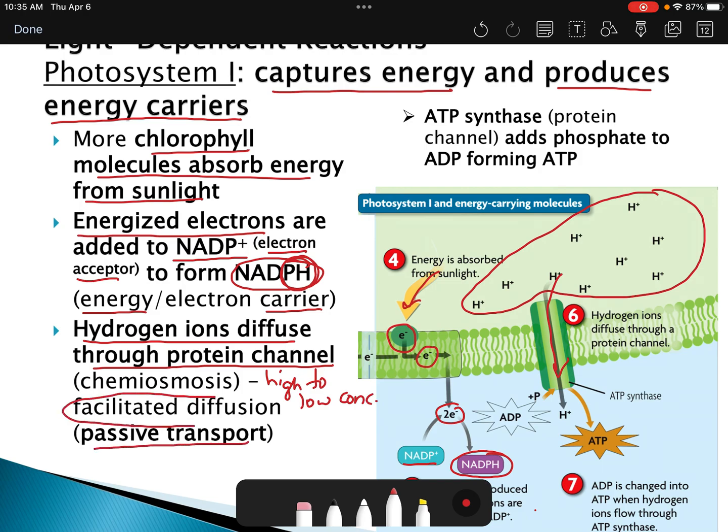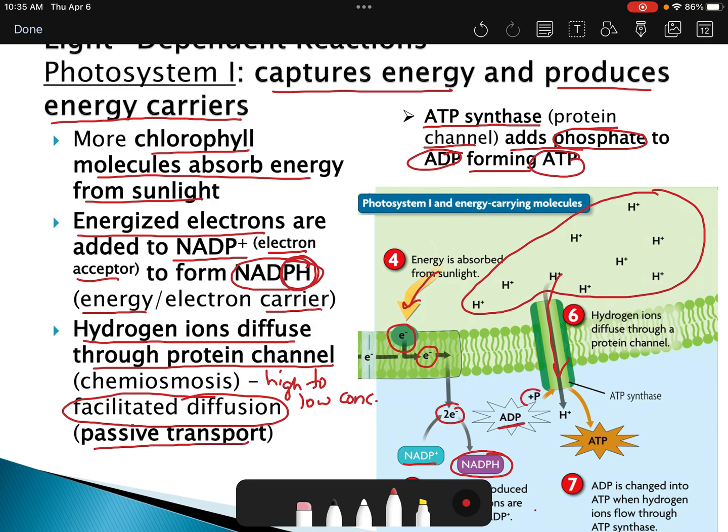But because they went through a protein channel from high to low, that is called facilitated diffusion, okay? And this whole process sometimes is referred to as chemiosmosis. But we're not done yet. If you go up here, I ran out of room at the bottom, so I'm putting it here at the top. There is an enzyme called ATP synthase that's in that protein channel that's going to add a phosphate to ADP, forming ATP. So you see that that's happening here.